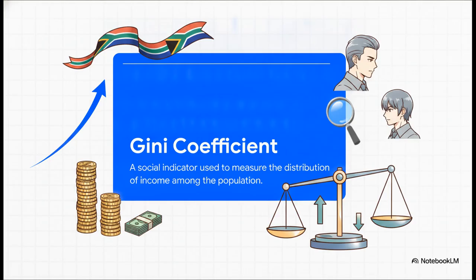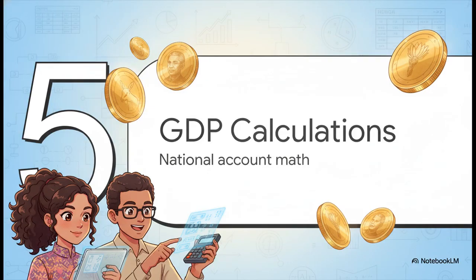A score of 0 is perfect equality, and a score of 1 is perfect inequality. And definitely note this for your exams: South Africa consistently has one of the highest Gini coefficients in the world, showing far more severe inequality than our fellow BRICS nations. Finally, we made it to Section 5, Mastering GDP Exam Calculations. Let's tackle that national account math.